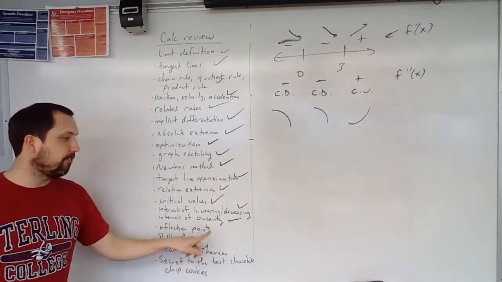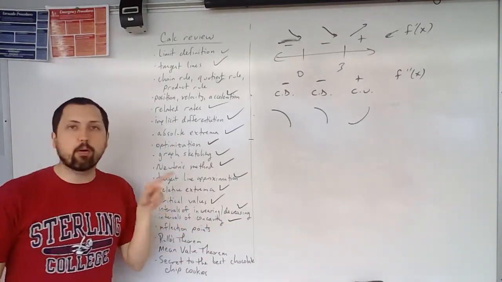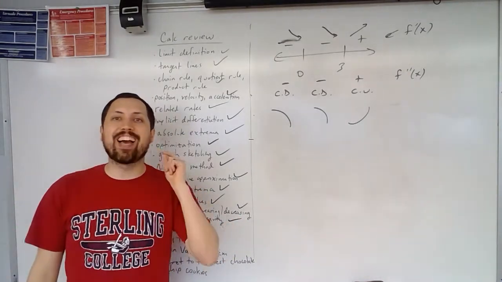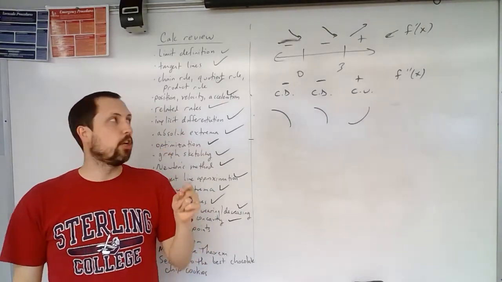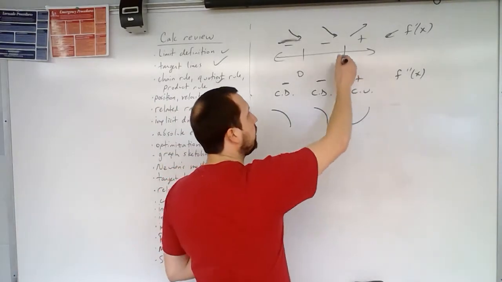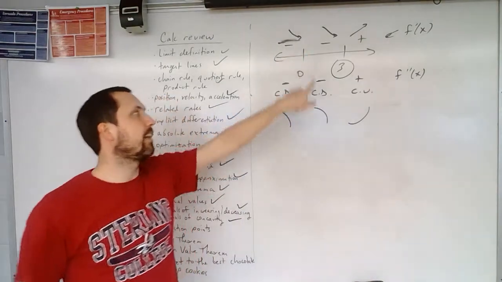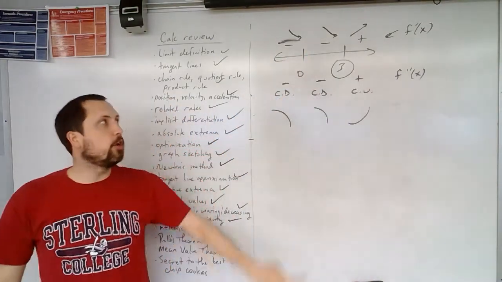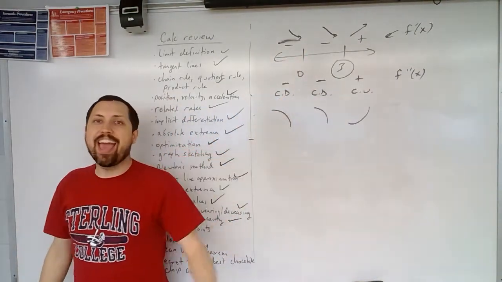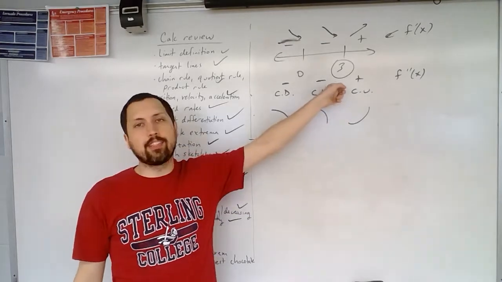So then if we look at inflection points, these are going to be where the concavity changes. So we see concavity is going to change here at 3. Concavity does not change at 0. So x equals 3 would be an inflection point for this example.